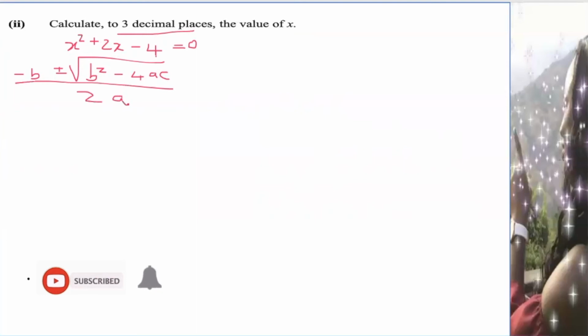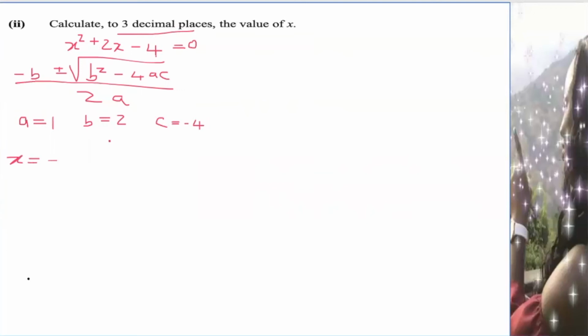I need to identify what is a, b, and c. A is the coefficient of x squared, so a is 1. Once you're not seeing anything in front of the x squared, that tells me it's a 1. Coefficient of x, what is in front of x? That represents b, so b is 2. And c is a constant, which is negative 4. So now I'm going to substitute.